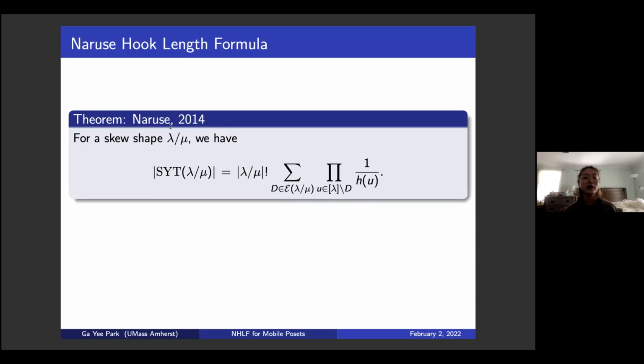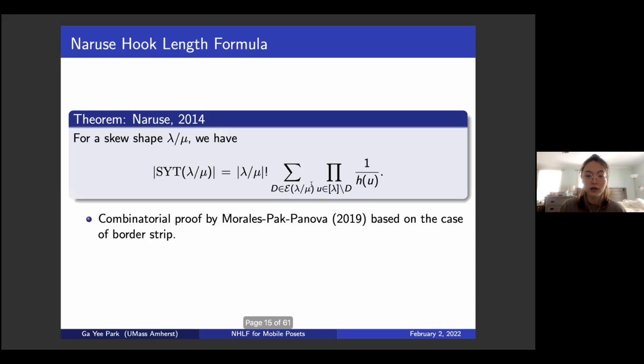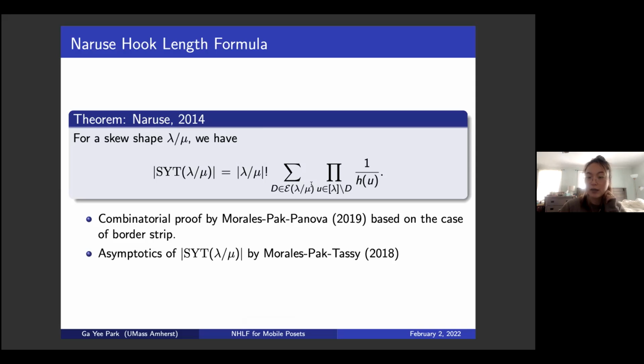Until Naruse came out with this new type of formula called the Naruse hook length formula, which really resembles the hook length formula, except that it sums over this object script E here called excited diagrams, which I will explain in the next slide. The original proof by Naruse was given using highly algebraic things, but a combinatorial proof was given by Morales, Pak, and Panova only for the case of the border strip, and I'll explain why. And asymptotics of this number were also studied by Morales, Pak, and Cassidy.